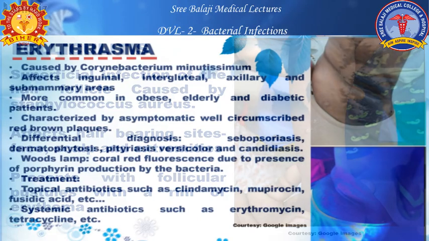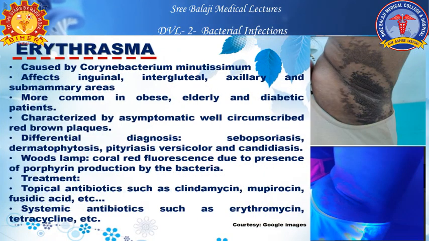What is erythrasma? Erythrasma is a bacterial infection caused by Corynebacterium minutissimum. It involves mainly the flexural areas, especially the axilla, groin, submammary region, and interdigital cleft. And important precipitating factors are obesity, diabetes mellitus, and excessive sweating.